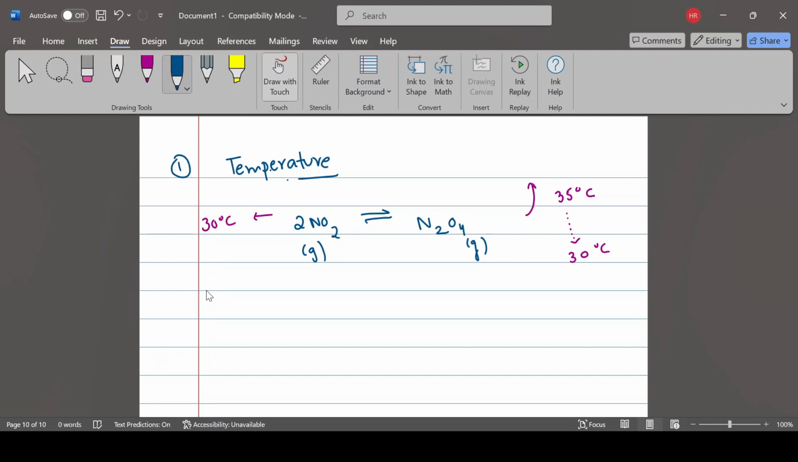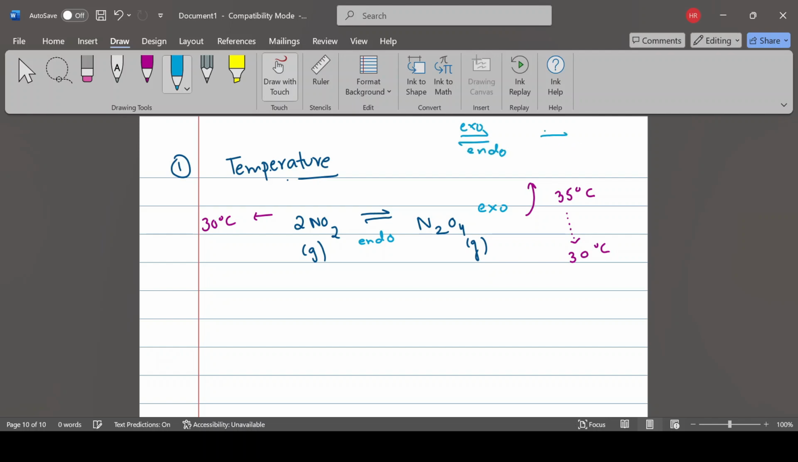Basically, for each reversible reaction, there are energy changes that are associated with it. Let's say, for the sake of example, that the forward reaction is exothermic and the backward reaction is endothermic. One important thing here is that in a reversible reaction, if the forward reaction is exo, then the backward reaction is always going to be endo.